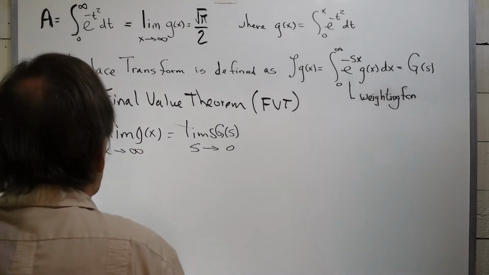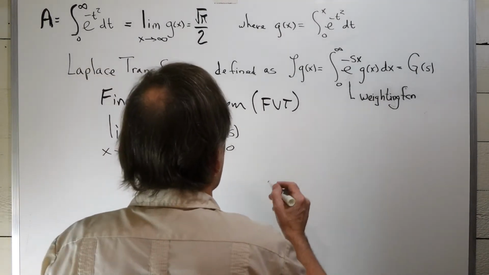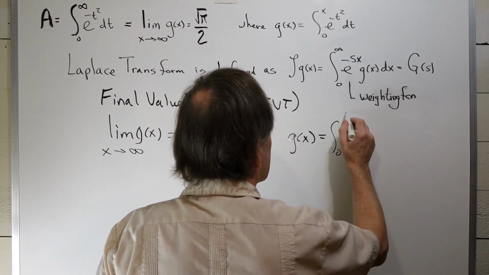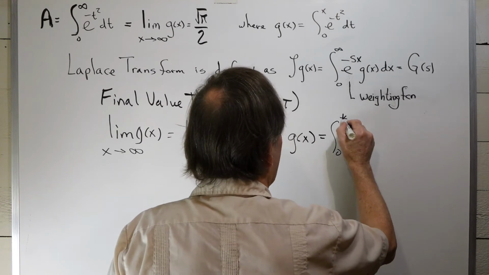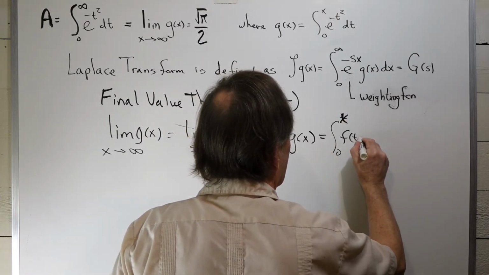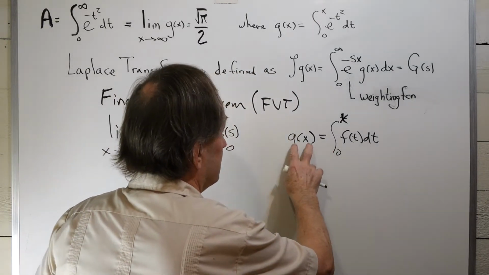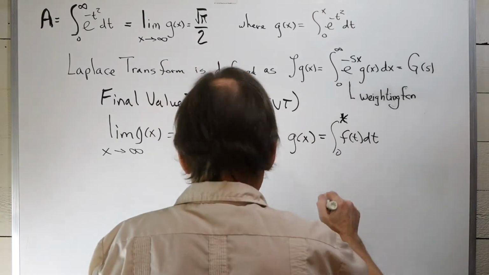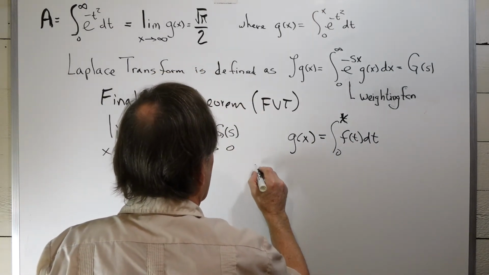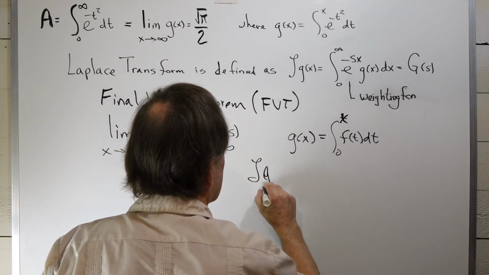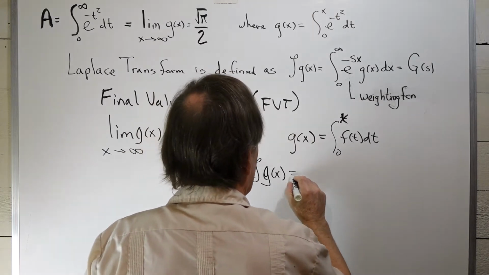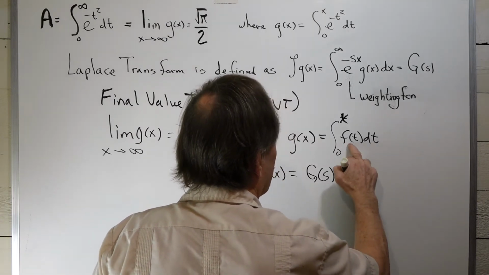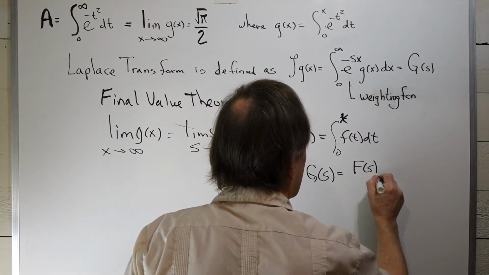Now, the Laplace transform also has an interesting property that if g of x is an integral, say 0 to t or 0 to x of f of t dt, that is, our g of x is the integral of some function f of t from 0 to x, then the Laplace transform of g of x, which is now cap G of s, is nothing more than the Laplace transform of the integrand. And we divide by s.